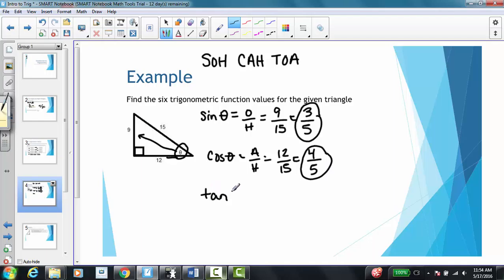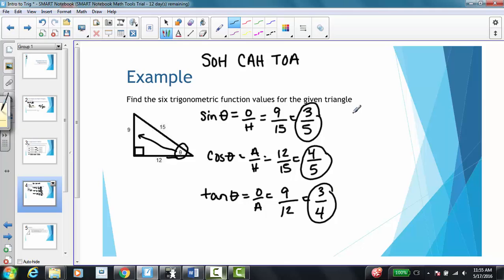Now we have tan theta. Tan theta is opposite over adjacent. Opposite we said was 9, and my adjacent side is 12. This is going to reduce down to 3/4. So tan theta is 3/4.